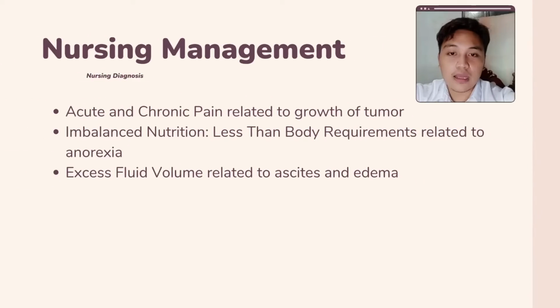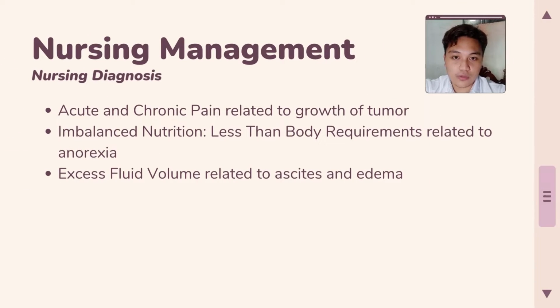Next is the nursing diagnosis, which we have come up with three. First is acute and chronic pain related to growth of tumor, imbalanced nutrition, less than body requirements related to anorexia, and lastly, excess fluid volume related to ascites and edema.